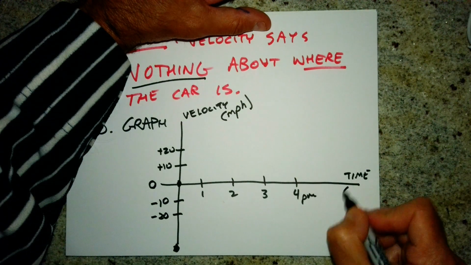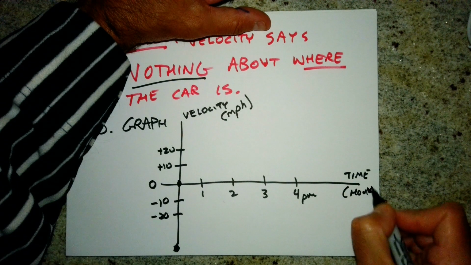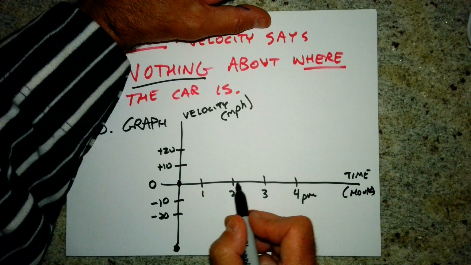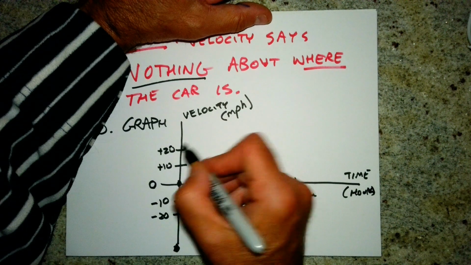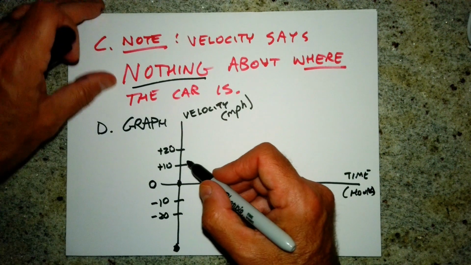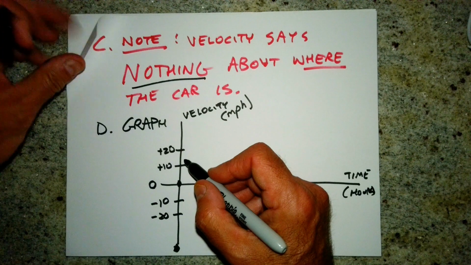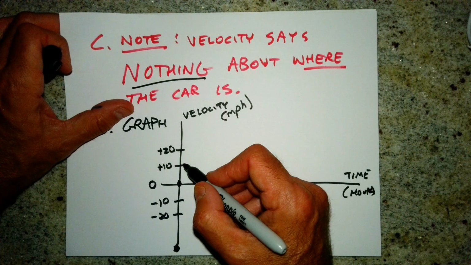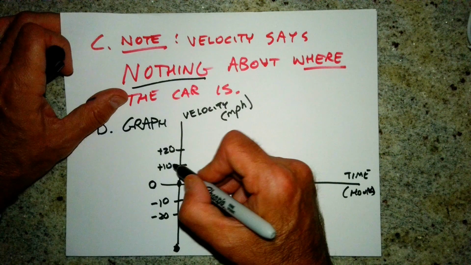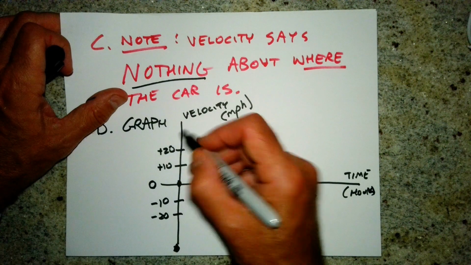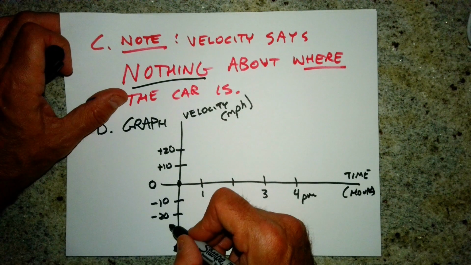So the time is in hours, like what hour of the afternoon it is, 1 o'clock, 2 o'clock, 3, 4 p.m. And the velocity is in miles per hour as if you're looking at the speedometer on a car as you drive it or as your parents drive it, except it's a very special speedometer. If the car is going to the right, it tells you positive numbers, but if the car is going to the left, it tells you negative numbers.